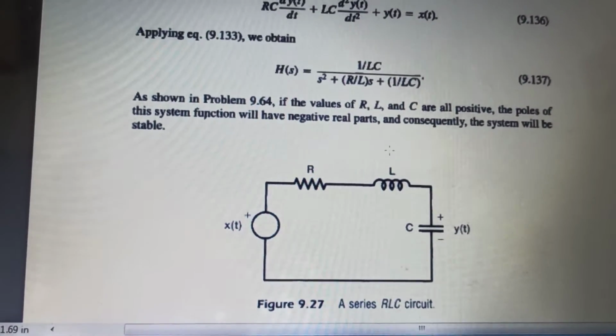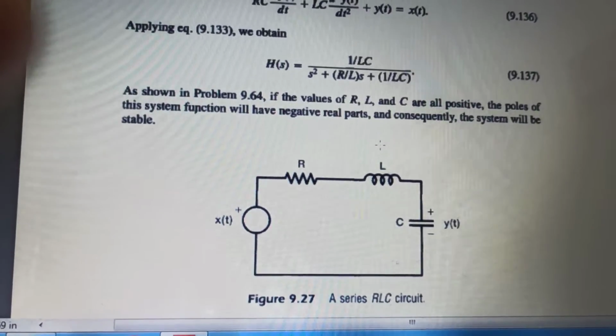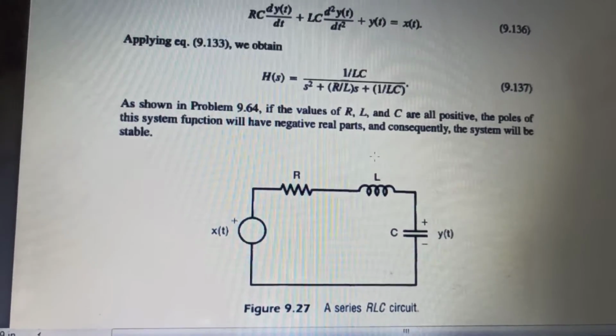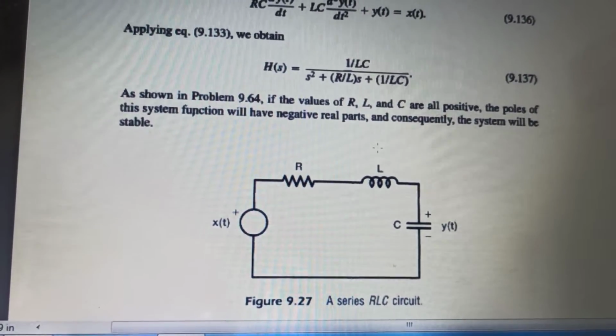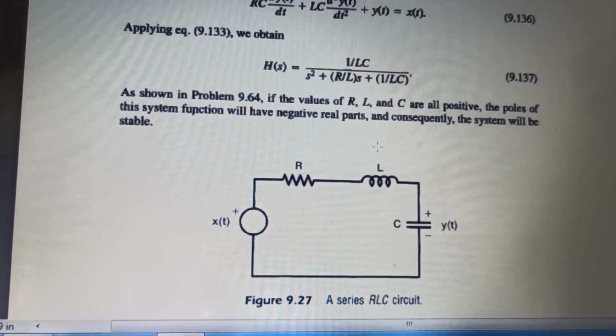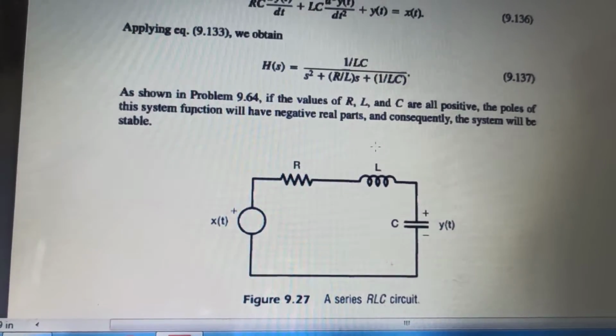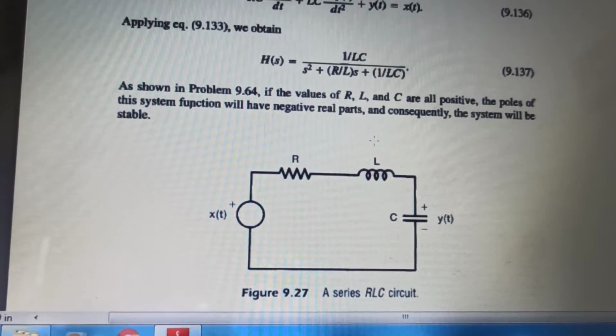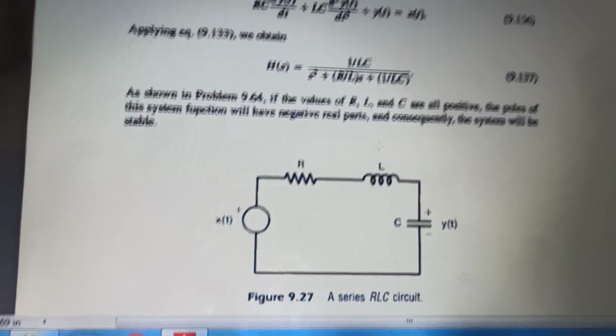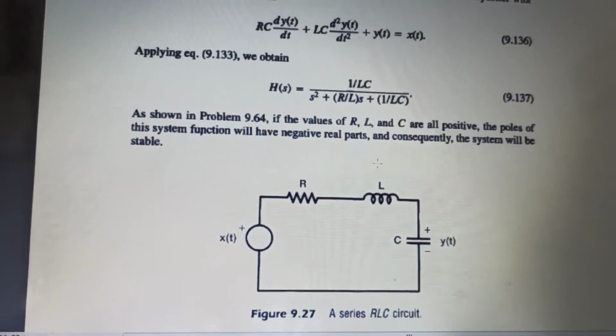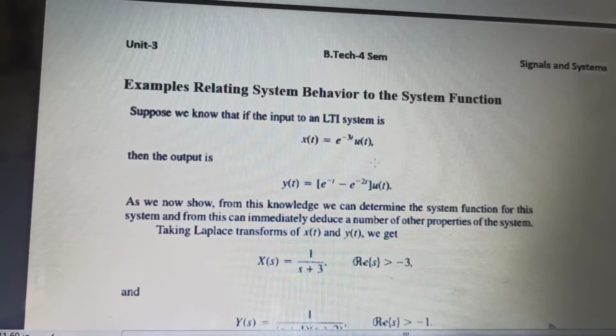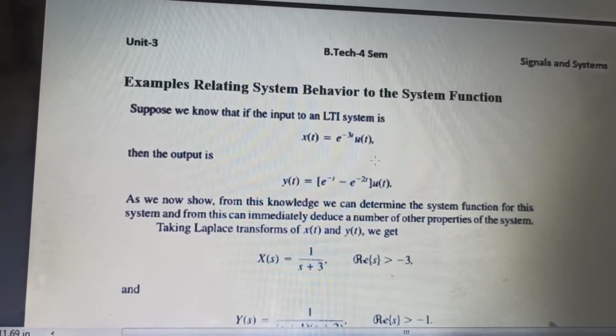If R, L, C are all positive, and they have to be positive, since resistance, inductance and capacitance cannot be negative, the poles of the system will have negative real parts and the system will be stable. So an RLC system is going to be a stable system. Yes, the poles are always going to be left sided. Okay.